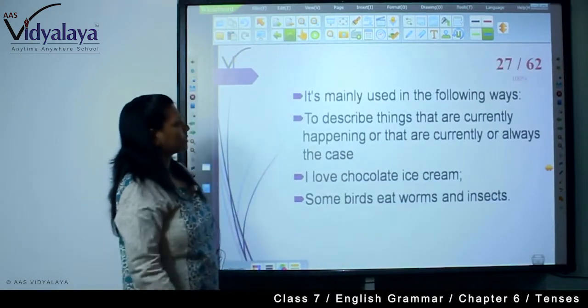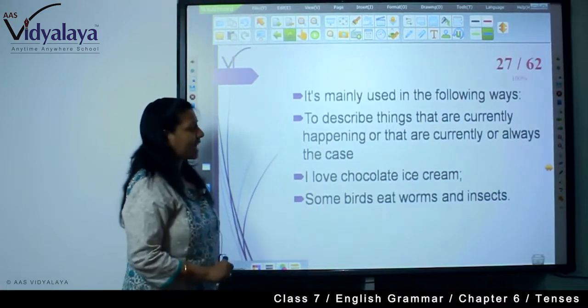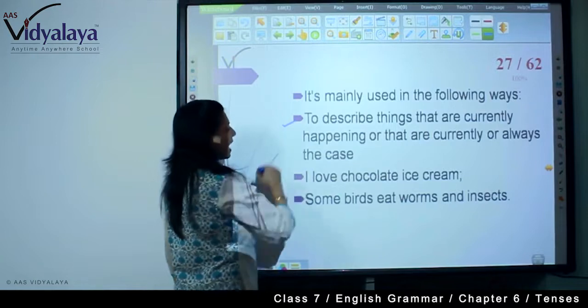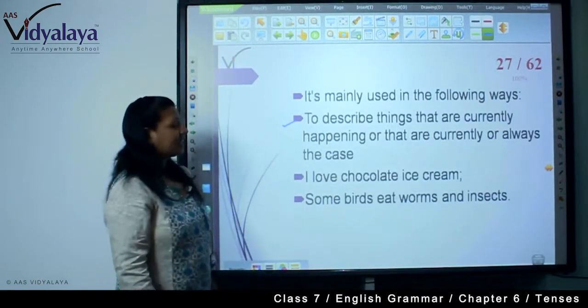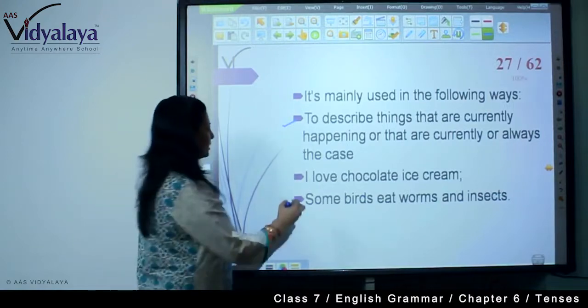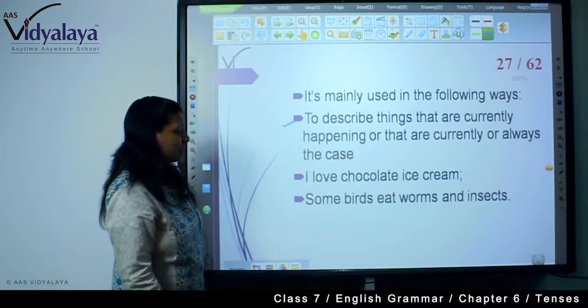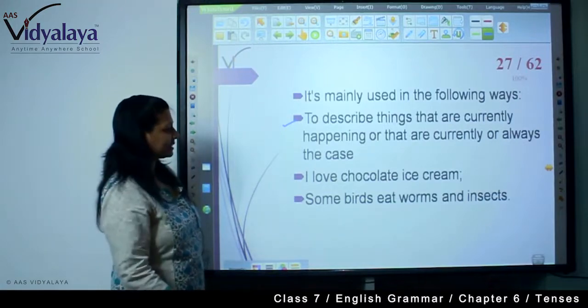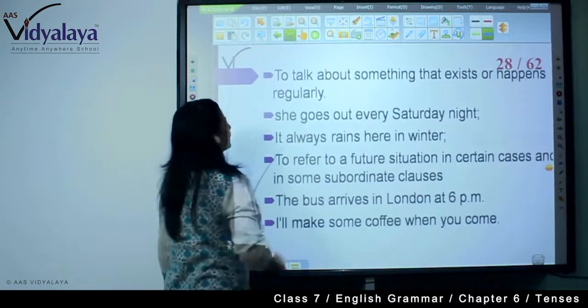It's mainly used in the following ways. What are the uses of simple present tense? To describe things that are currently happening or that are currently or always the case. I love chocolate ice cream. Here this is currently always the case, right? Some birds eat worms and insects. These are the facts, these are truth. So it is as it is, simple present tense.